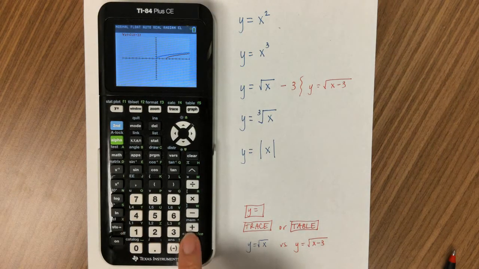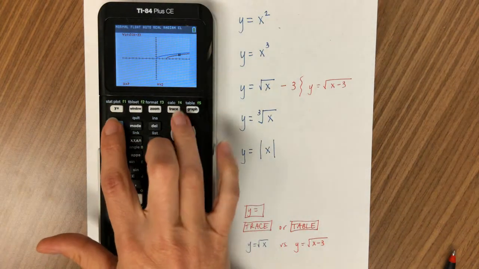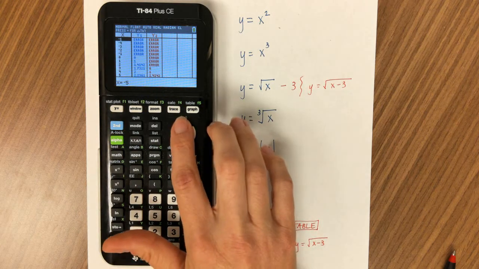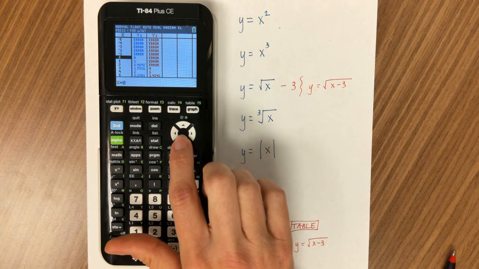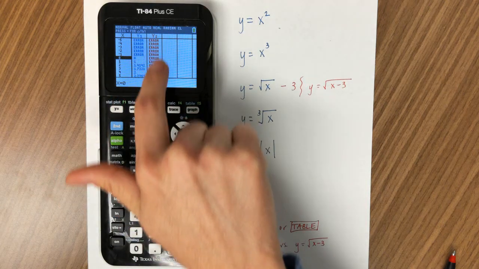And then x equals 7 gives me y equals 2, and so on. And also if you go into the table, second and graph to access the table. So again, you see your list of values. This is my square root of x function. This is my square root of x minus 3 function.